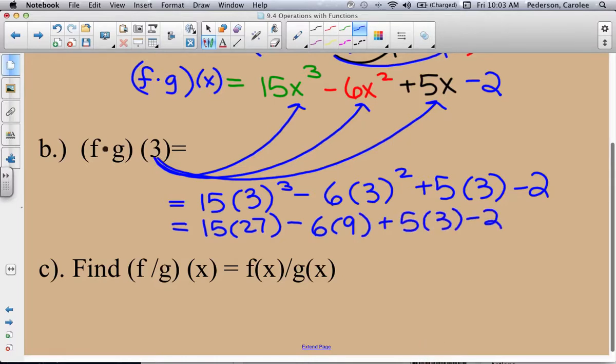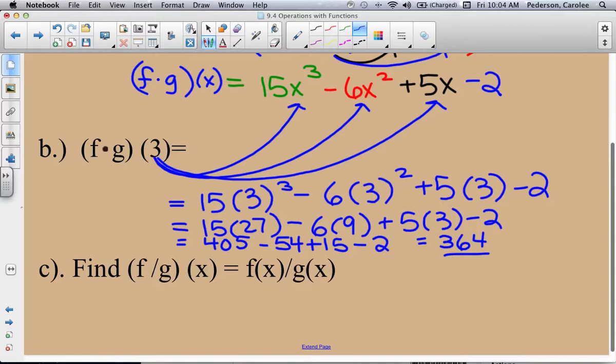Looks like I didn't leave myself enough room to finish this problem. So we'll just go off to the side here. So then we multiply 15 times 27 is 405. 6 times 9 is 54 with a negative. Then 5 times 3 is 15. Now, last step in PEMDAS is do your adding and subtracting. So 405 minus 54 plus 15 minus 2 is 364.